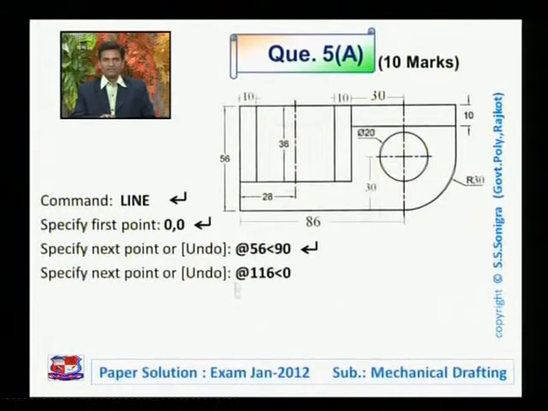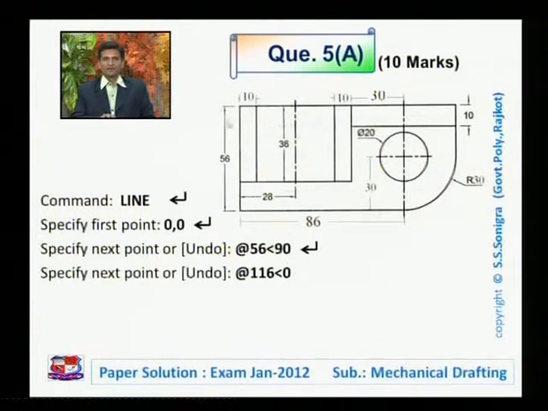So we will specify next point at 116 at an angle of 0. So it will draw this line. The length of this line would be 116. See here, this is 28. So 28 plus 28, that is 56. So 56 plus 30 plus 30, 56 plus 60, that is 116.